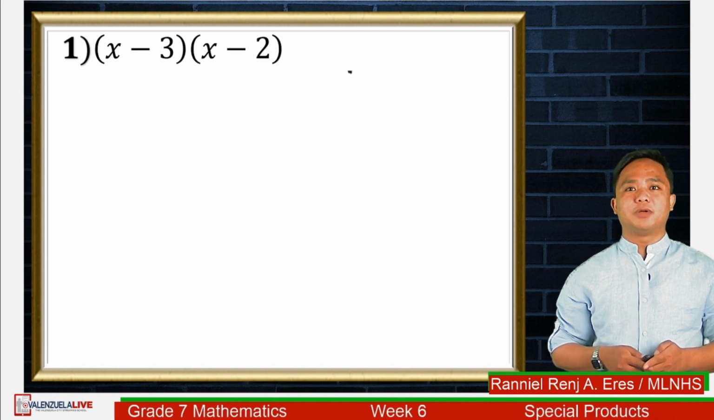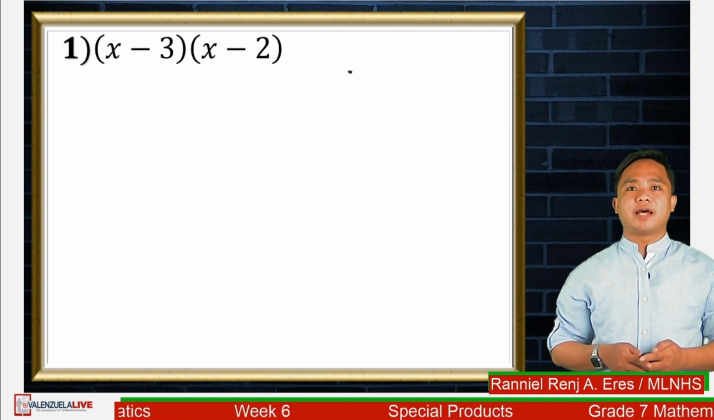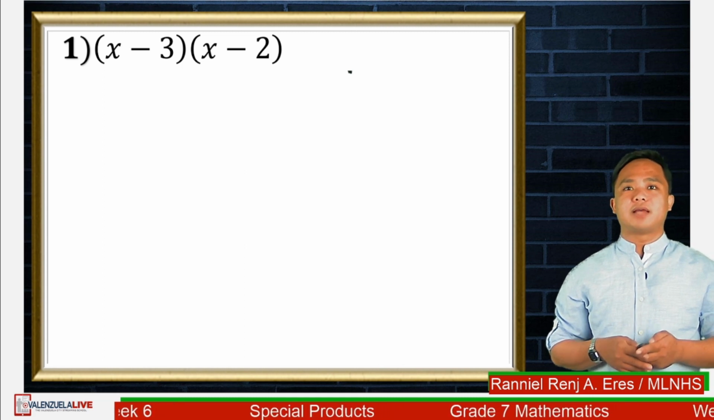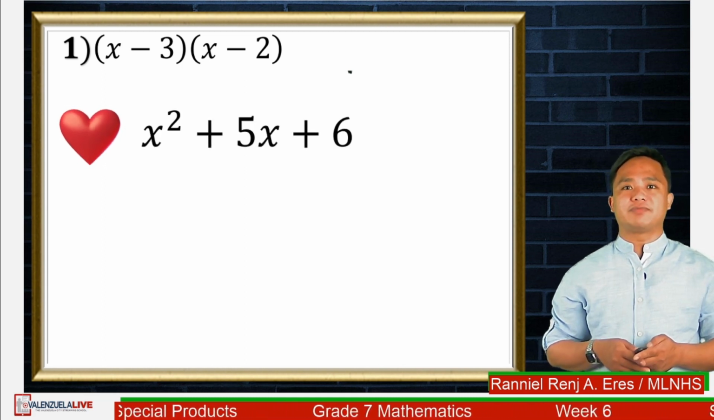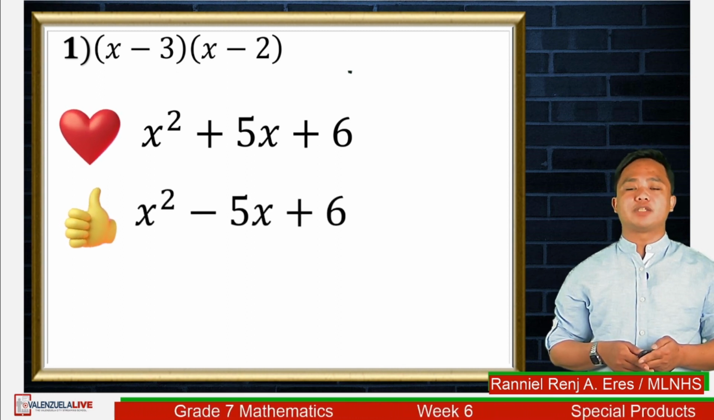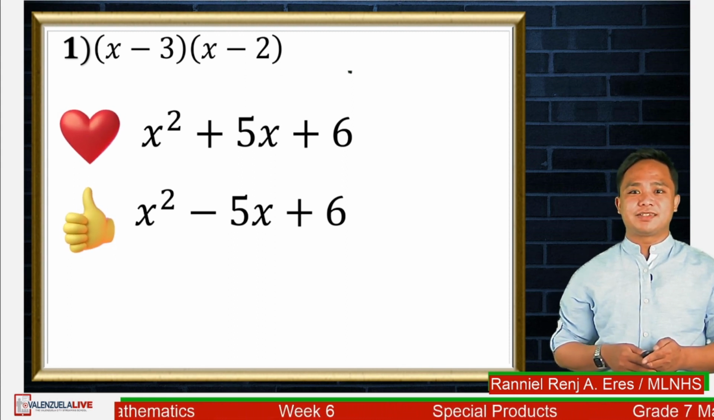Okay, let's start. Number 1. X minus 3 times x minus 2. Again, x minus 3 times x minus 2. Is it heart for x squared plus 5x plus 6? Or thumbs up for x squared minus 5x plus 6? You have 10 seconds. Starts now.